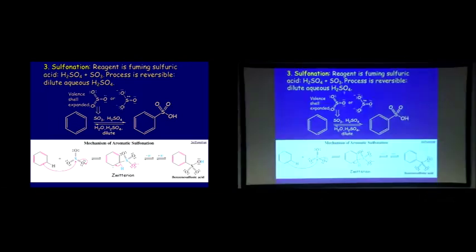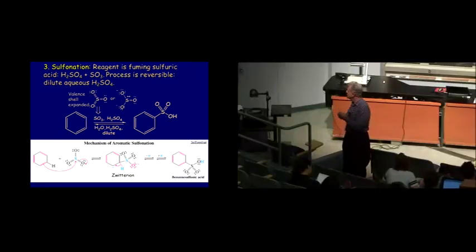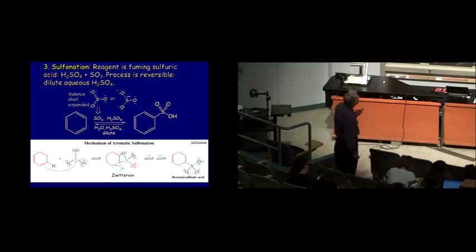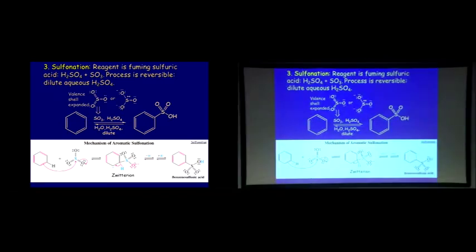So SO3 looks like this. This is a valence shell expanded species. Incidentally, this was mentioned in the break. Valence shell expansion is possible for elements below the second row. Oops, here. Because the Lewis octet rule strictly applies only to the second row. But if you don't like valence shell expansion, this is a 2, 4, 6, 8. S8.